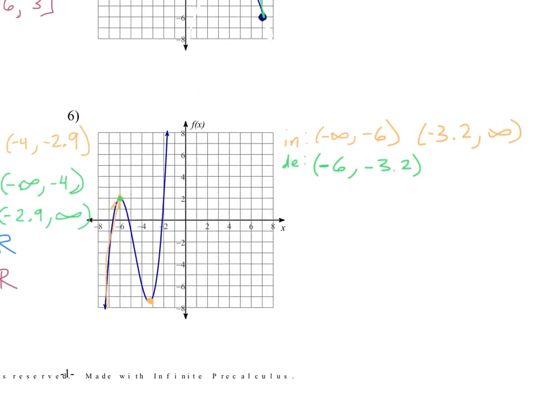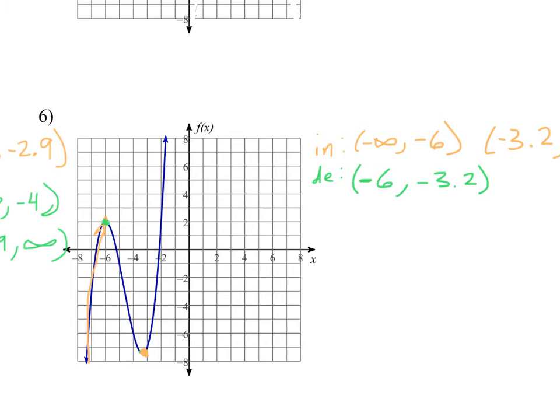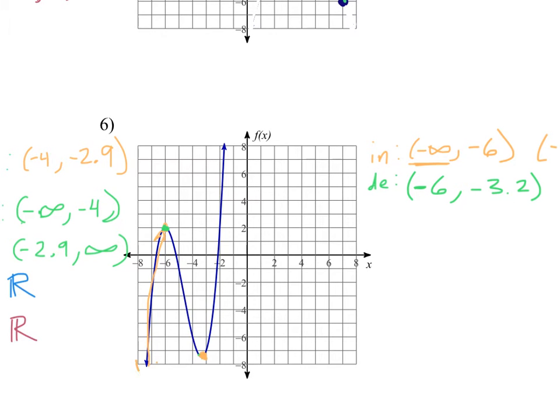Isn't it negative infinity? No. So we're looking at x values. So we start off, the graph is going left towards negative infinity. And then it ends up going right towards positive infinity. Oh, okay.